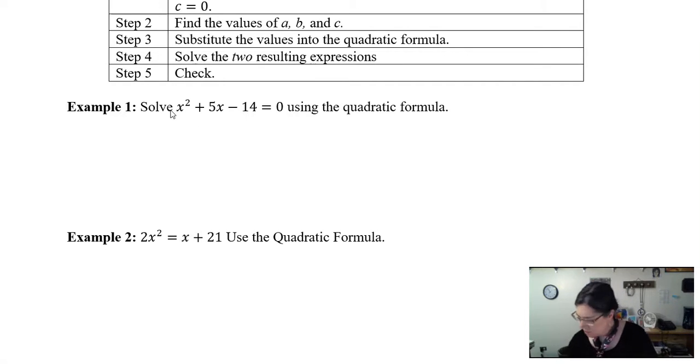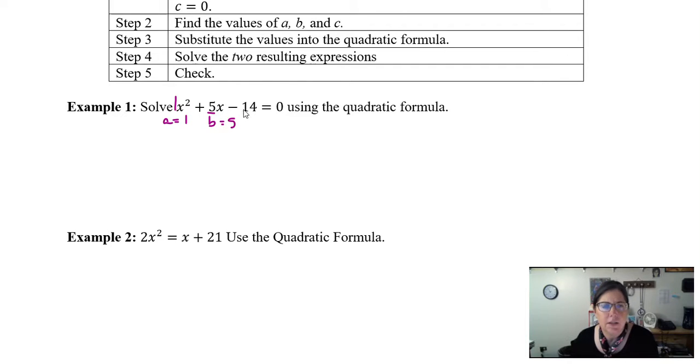Okay, so our equation on the first one is x squared plus 5x minus 14 equals 0. So the first thing we want to do is make sure it's equal to 0, which it is. Then the second thing is to identify a, b, and c. So a is the number in front of x squared. It is understood that that is a 1. So a equals 1. B is in front of x, so b equals 5.